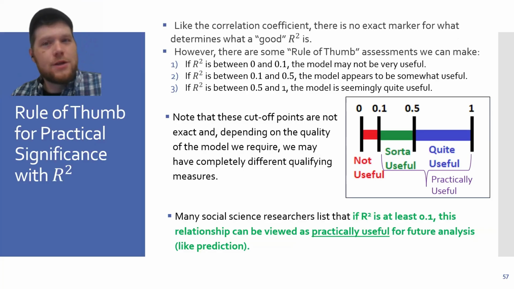Like the correlation coefficient, there's no exact marker for what determines a good R squared, but there are some rule of thumb assessments that can be made. If R squared is between about 0 and 0.1, the model is not going to be very useful. If it's between 0.1 and 0.5, it might be somewhat useful. If R squared is between half and 1, we think it's really darn useful. These cutoff points aren't exact. Depending on the quality of the model we require, we might have completely different qualifying measures.